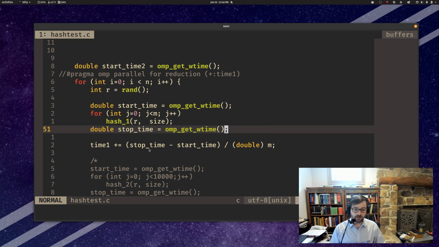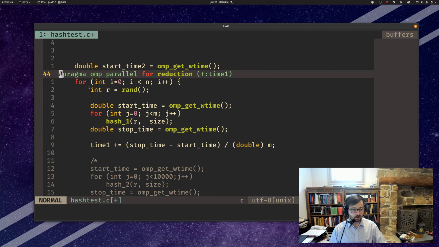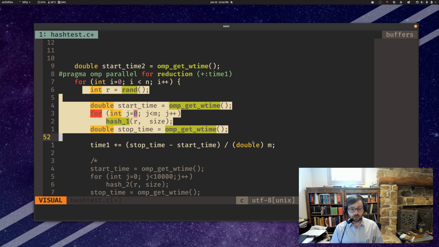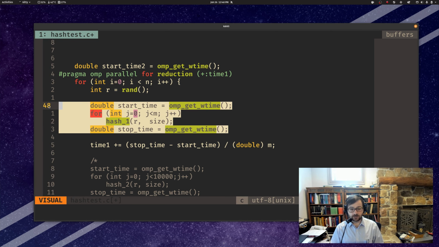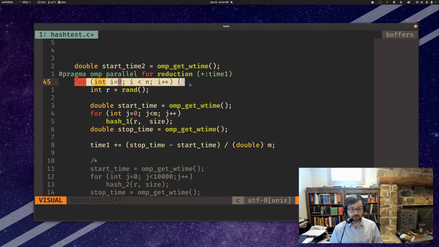There's nothing in here that depends upon any other iteration of this loop. They're all completely independent. So I decided to try parallelizing it to make things go faster. So what this is going to do is it's going to spin up a bunch of independent threads. Each thread is going to run certain iterations of this big for loop. So I'm not parallelizing this because that would mess up my latency measurement, but I am parallelizing the big outer loop.